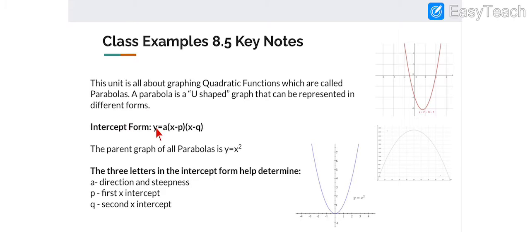So in this case, we have y equals a times the binomial x minus p times the binomial x minus q. As a reminder, the parent graph is y equals x squared, so it's this one that goes down and comes back up. And the big thing down here are these three letters. A is the direction and the steepness, just like in ax squared plus bx plus c. So if a is positive, it's going to go up. If a is negative, it's going to go down. P is the first x-intercept, and Q is the second x-intercept.